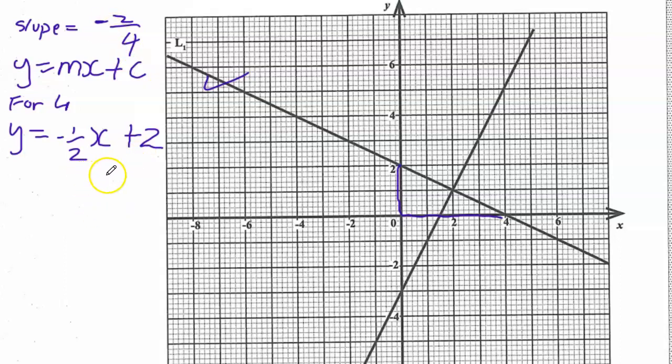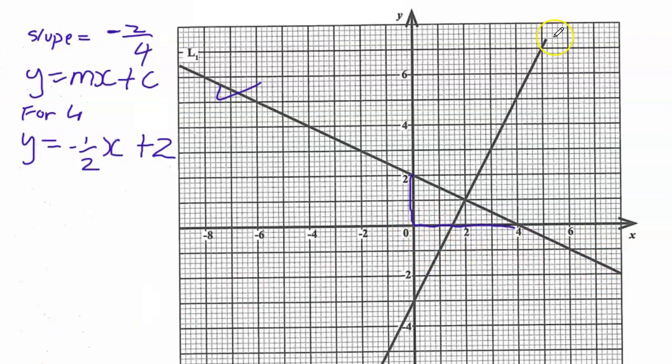Next, we're asked for the gradient of L2. So this line is what we call L2. Now, we are told that L2 is perpendicular to L1. So the gradient of L2 will be equal to the negative reciprocal of the gradient of L1, which would be positive 2 over 1, positive 2, right?